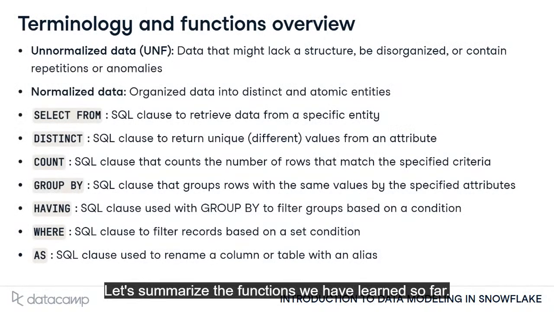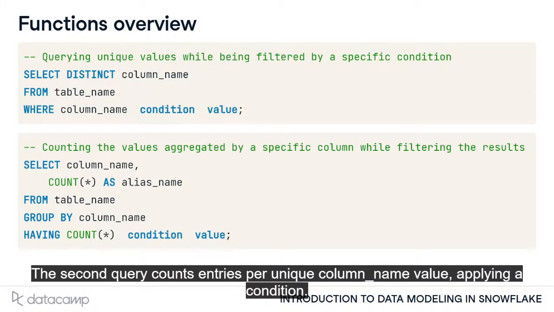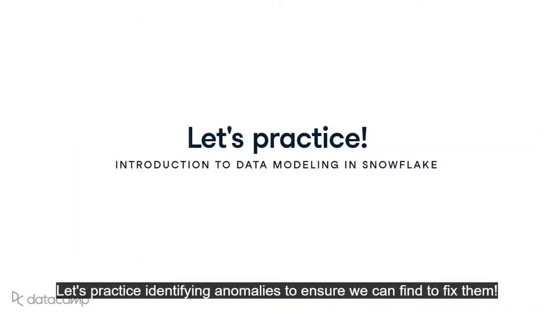Let's summarize the functions we have learned so far. Take note of the implementations of the functions as well. The first query gathers unique values meeting a condition. The second query counts entries per unique column name value, applying a condition. Let's practice identifying anomalies to ensure we can fix them.